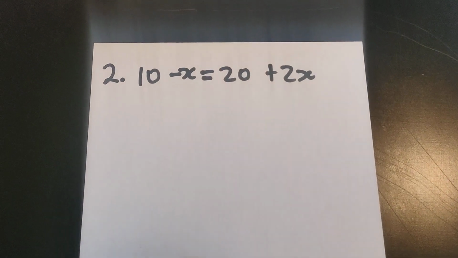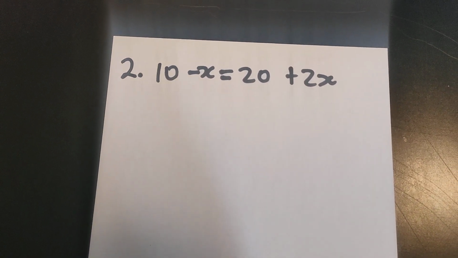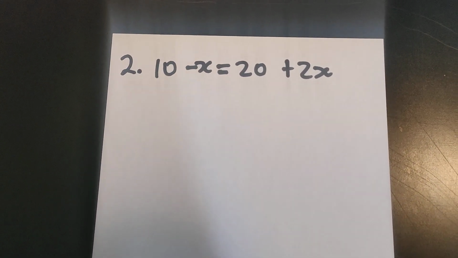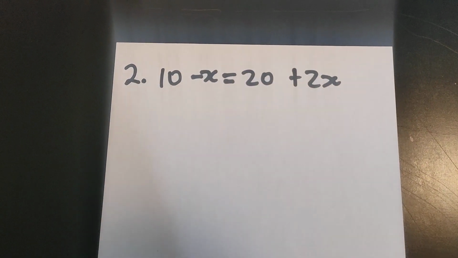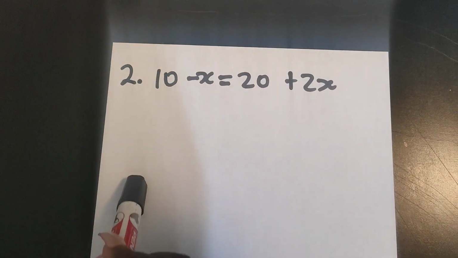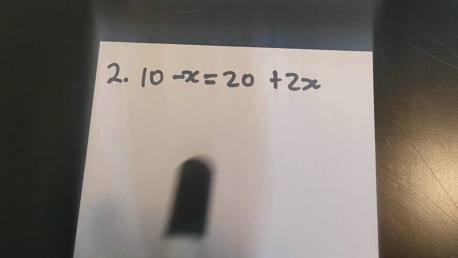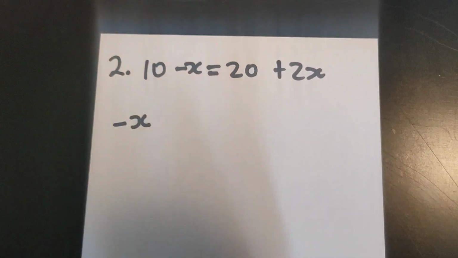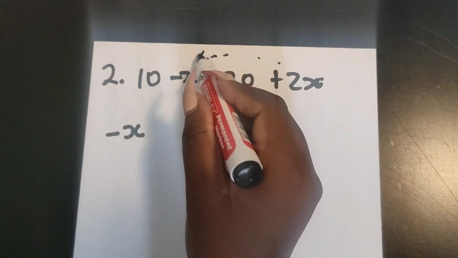Okay, for the second problem, we have 10 minus x is equal to 20 plus 2x, right? So like I said on the previous question, we leave our unknowns on one side and then we take the other terms that don't have variables to the other side, right? So let's bring all of our x's to the left-hand side. And then on the right-hand side of the equal sign, we're going to bring the terms that don't have any variables, right? So we're just going to bring down the negative x, and then we have another x on this right-hand side. So we're going to bring it to the left.